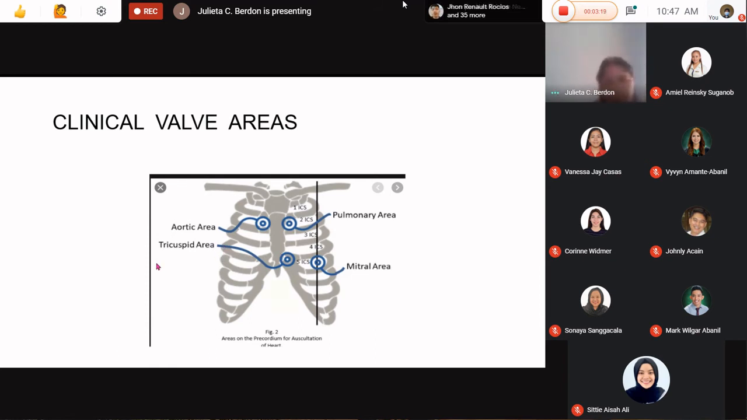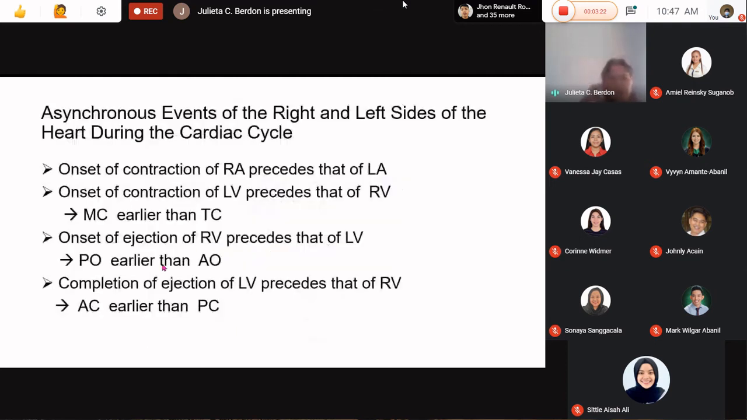Okay, now you have it there also in your asynchronous events in the left side and right side of the heart during the cardiac cycle. So asynchronous events means they do not really occur exactly at the same time. But the asynchrony is negligible. So you cannot feel that they are not simultaneous. But when there is disease, the asynchrony becomes clear. So that you have an idea now what's wrong with your heart, no?